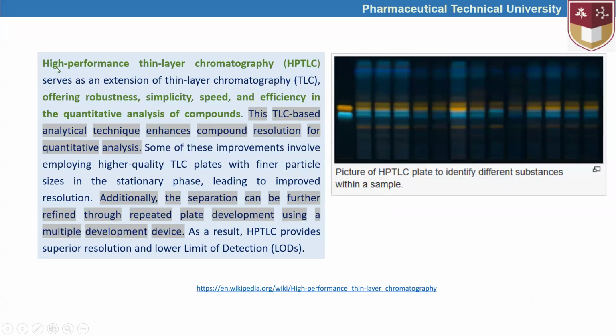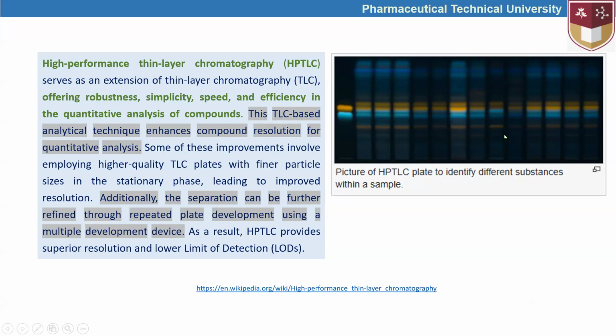This is high-performance thin layer chromatography, abbreviated as HPTLC. It serves as an extension of thin layer chromatography. This is a kind of updated type of TLC. It offers robustness, simplicity, speed, and efficiency in the quantitative analysis of compounds. This TLC-based analytical technique enhances compound resolution for quantitative analysis.